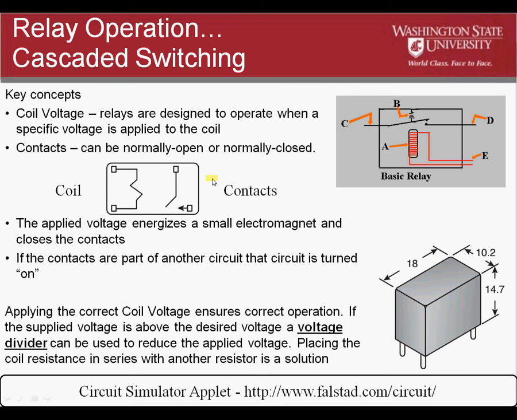So once again, the key concept here is that there's a certain coil voltage that relays need, and they're designed to operate with. The contacts will be normally open or normally closed, and the applied voltage energizes the small electromagnet to close the contacts. If the contacts are connected to another circuit, then that circuit is turned on, like the garage door opener example that we discussed. So applying the correct voltage ensures correct operation. This is where the voltage divider comes into play.